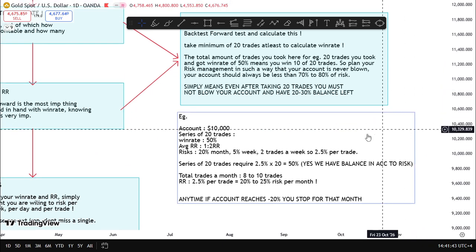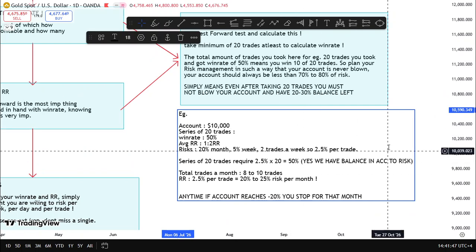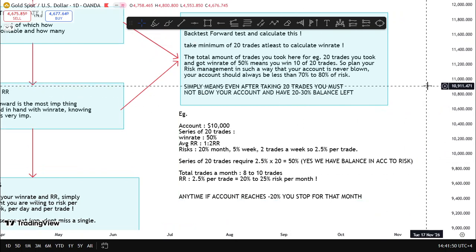You understand this point. If you do not understand, just see the video again and again until you clear out this point. Because if you have defined an edge on a set of 20 trades, and now after losing 10 trades in a row, you say that no, now my strategy is not working. I lost 25%, because we were risking 2.5% per trade. So already I have lost around 25% after 10 trades. So I'm going to stop trading.